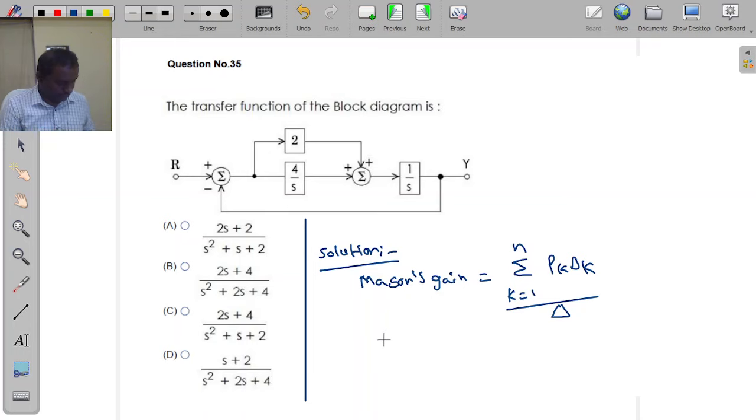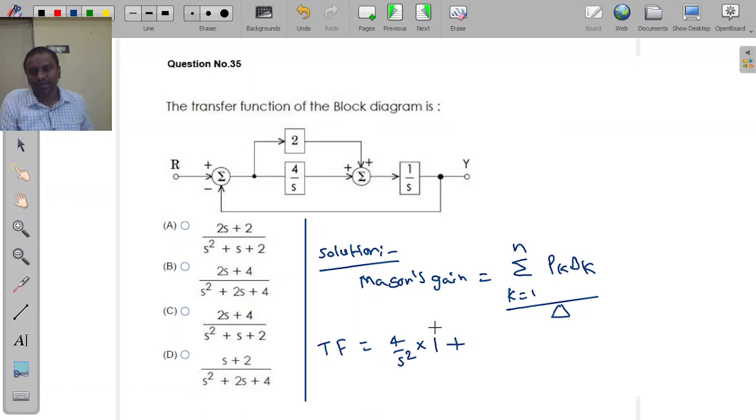So using this, the first forward path gain is 4 by s into 1 by s, that is 4 by s square. The determinant of the graph not touching this forward path is nothing, so only 1, because 1 minus the sum of the individual loop gains, and there are no loops forming at all.